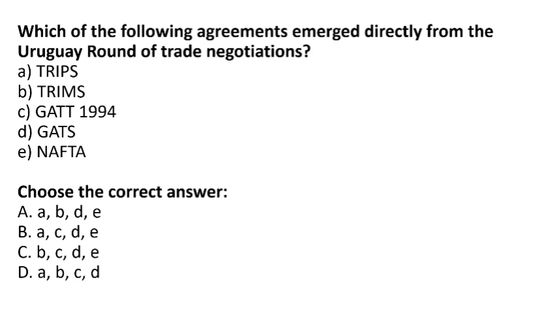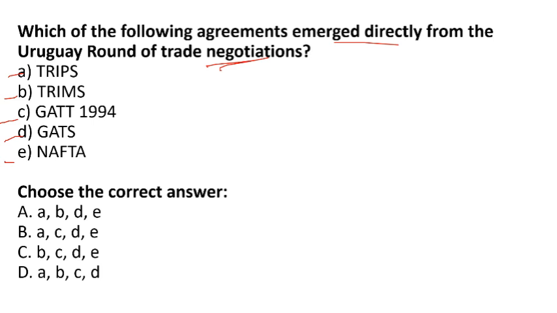Next question. Which of the following agreements emerged directly from the Uruguay round of trade negotiations? A. TRIPS, B. TRIMS, C. GATT 1994, D. GATS, or E. NAFTA? Options are there on your screen: ABDE, ACDE, BCDE, or ABCD.